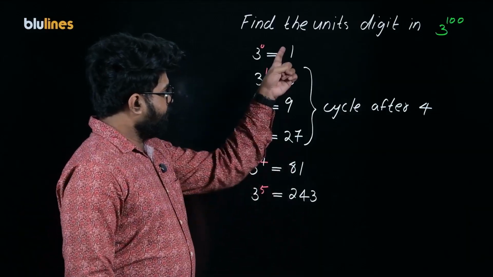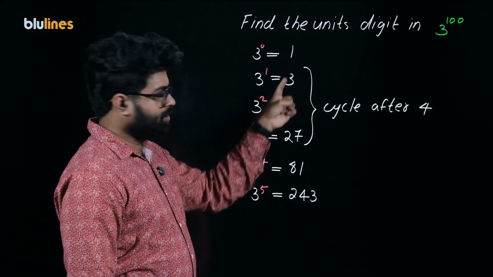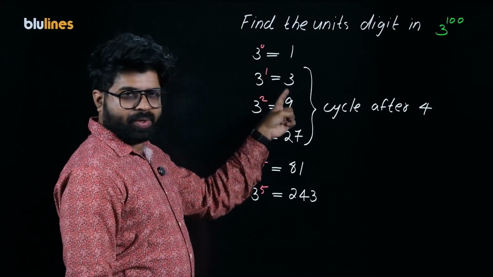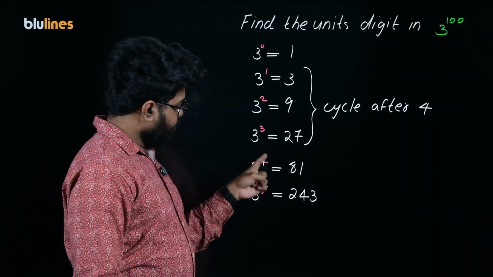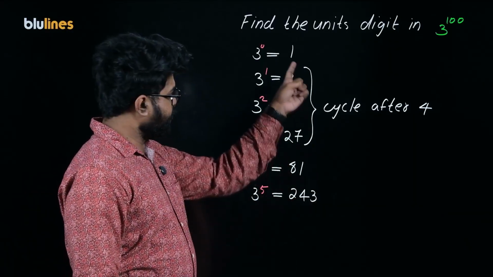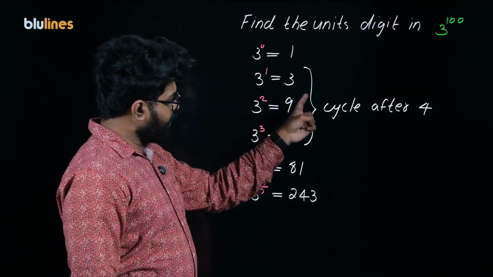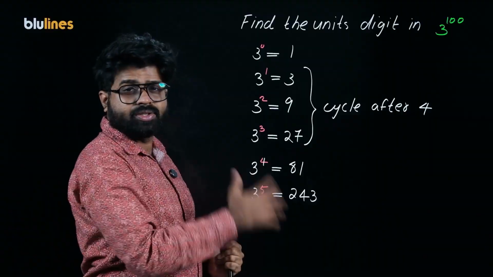Now on observation you can see that when the power was equal to 0 we have the units place as 1, when the power was equal to 1 we have the units place as 3, when it is 2 it is 9, when it is 3 it is 7, when it is 4 it is again 1, when it is 5 it is 3, it's again 3. So this cycle repeats after 4. So after each 4 the cycle turns to repeat.